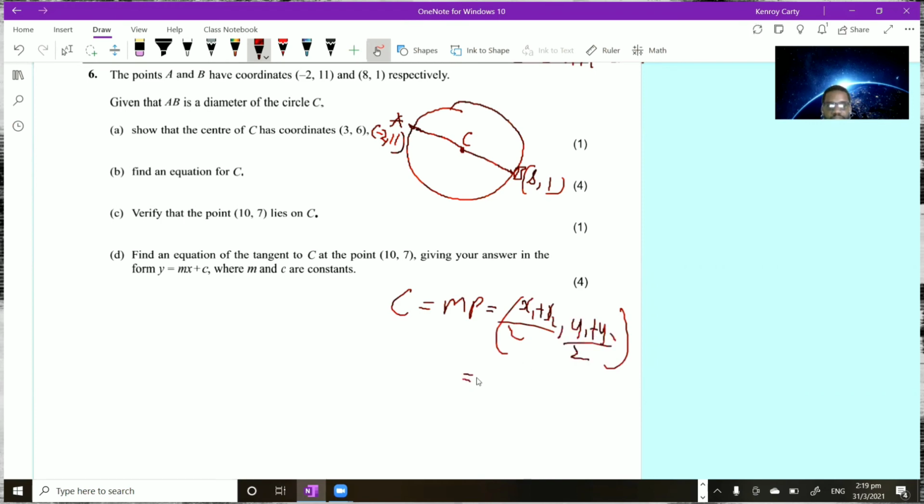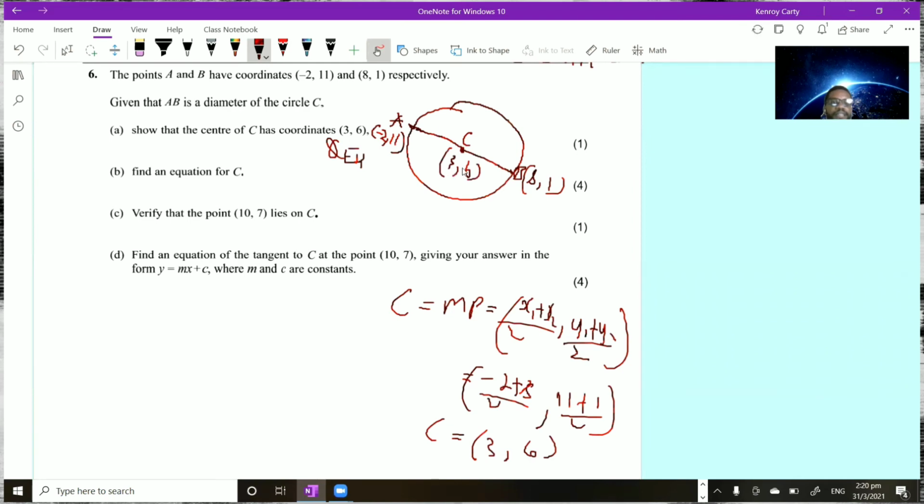Doesn't matter which one we call x1 or y1, right? So I can say, all right, -2 plus 8 over 2 and 11 plus 1 over 2. This boils down to C, which is the center. -2 plus 8, that's 6, divided by 2, that's 3. And 12 divided by 2 is 6. So the center is 3, 6, right? Which is what they wanted, QED. So we have that. Now let me put that information on. So I have 3, 6.